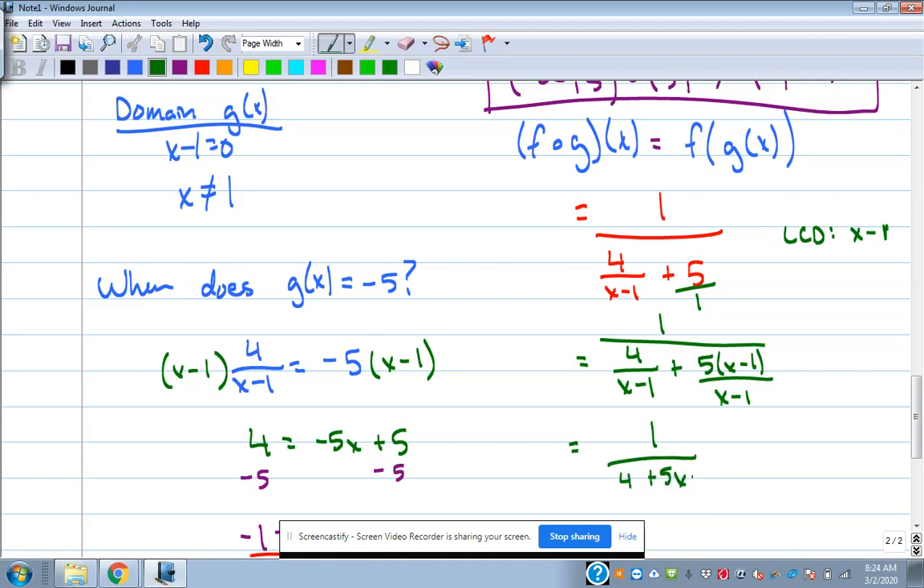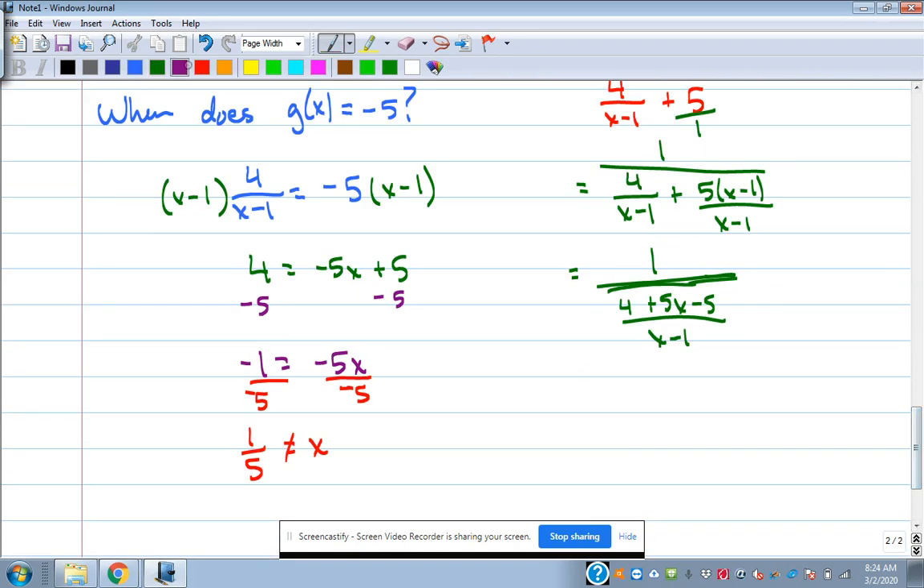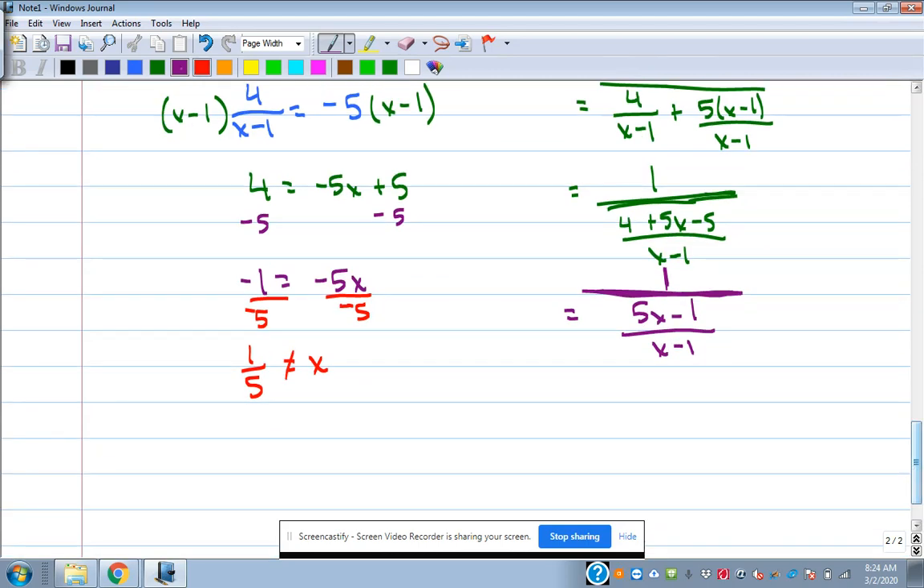4 plus 5x minus 5 over x minus 1. Now we still got a fraction inside of a fraction, but that fraction can be simplified a little bit further. 4 and negative 5 come together to be 5x minus 1. All that's still underneath 1, so heavy fraction bar there. And then x minus 1. Dividing by a fraction is the same as doing what? Multiplying by its reciprocal.